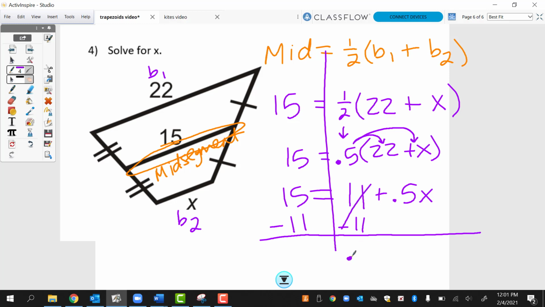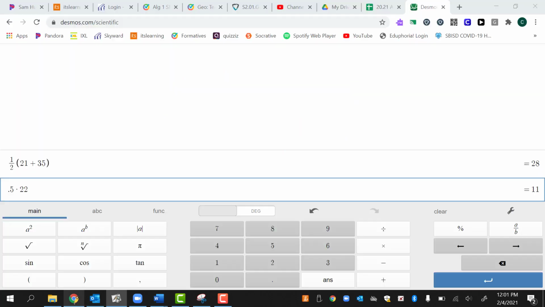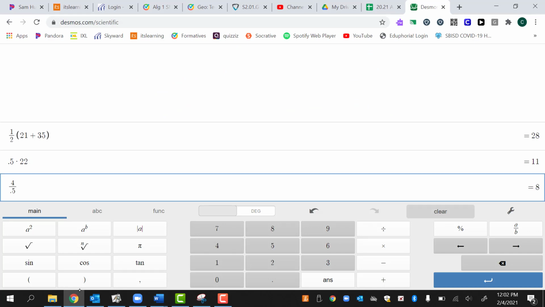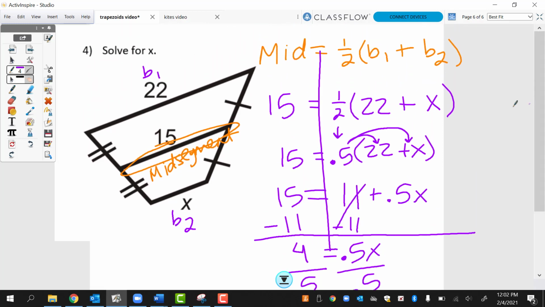Goodbye 11. I am left with 0.5X equals 15 minus 11, you could type in the calculator. I know it's 4. Okay, last step of pretty much every equation is divide. So I'm going to divide by 0.5. Dividing by 0.5, we're going to type that in. 4 divided by 0.5 is 8. So here we go. We got X equals 8. Final answer.